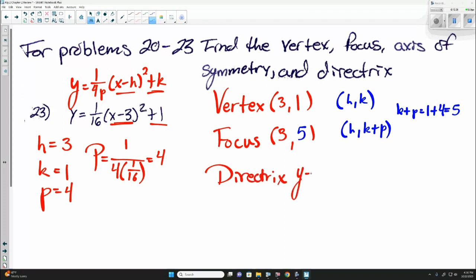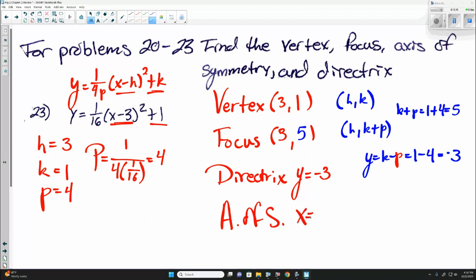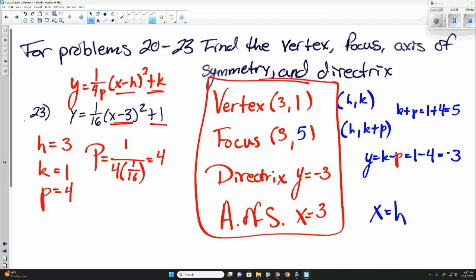Directrix is going to be our y equals k minus p, which would be 1 minus 4, which is -3. And lastly, axis of symmetry, x equals. In the general form, it's x equals h. So in our case, x equals 3. And that's it.